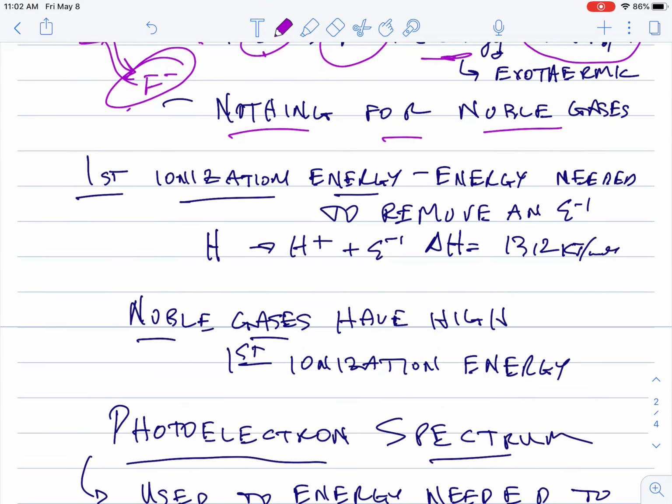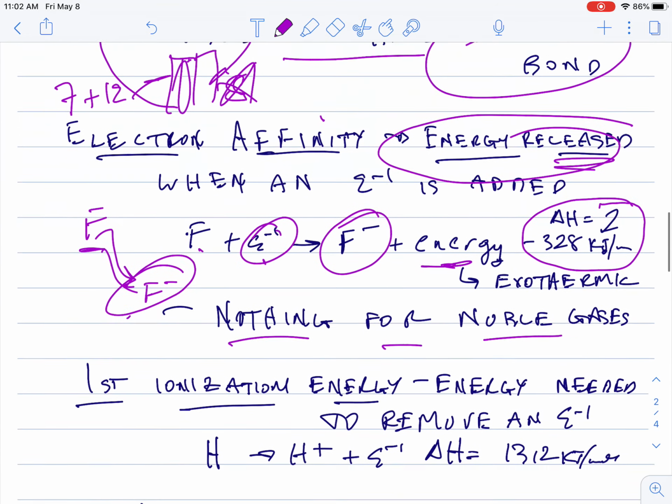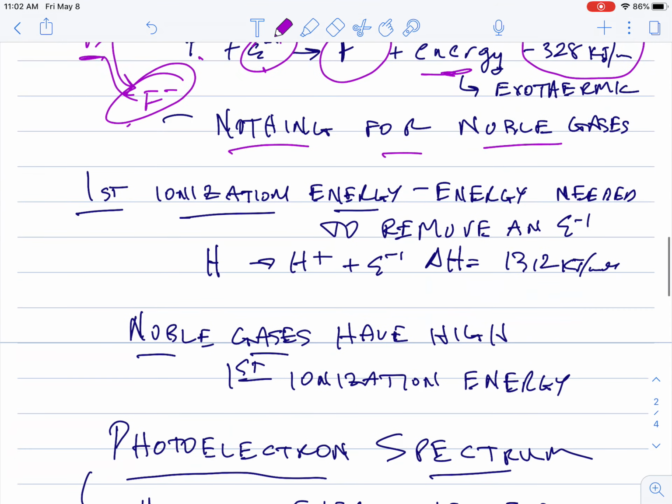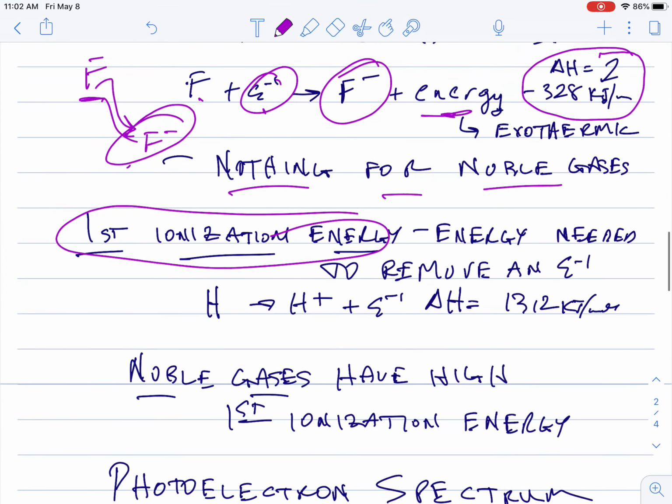Okay, now first ionization energy. This is kind of the opposite of electronegativity. This is how much energy it takes to take away an electron. On this one, these delta H's are positive because you're in effect breaking a bond. So if you look at hydrogen, hydrogen's delta H is positive 1312. That means it's going to take energy to break this bond and take away this electron.